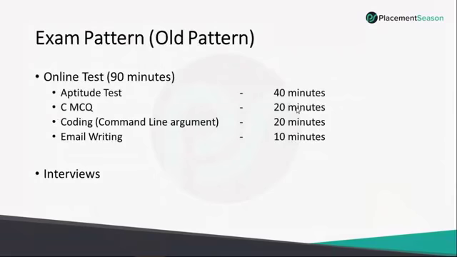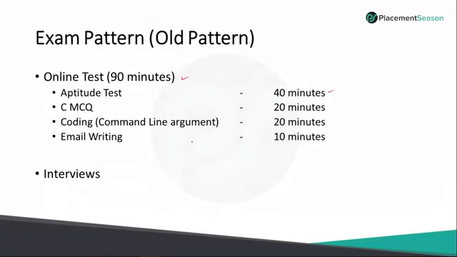So what is the TCS old pattern? The TCS old pattern includes a 90-minute online test. It includes 40 minutes of aptitude questions. In that, you will get 20 questions, which includes a star question also. Star question means for that particular question, you will get extra mark if you answer it. In case of any tie break, they will consider the student who answered the star questions.